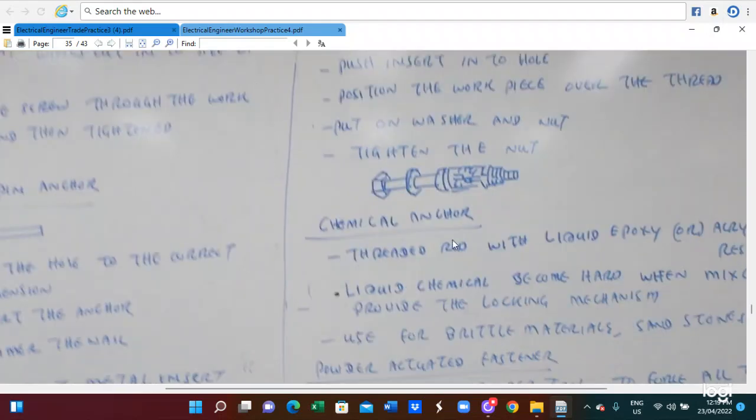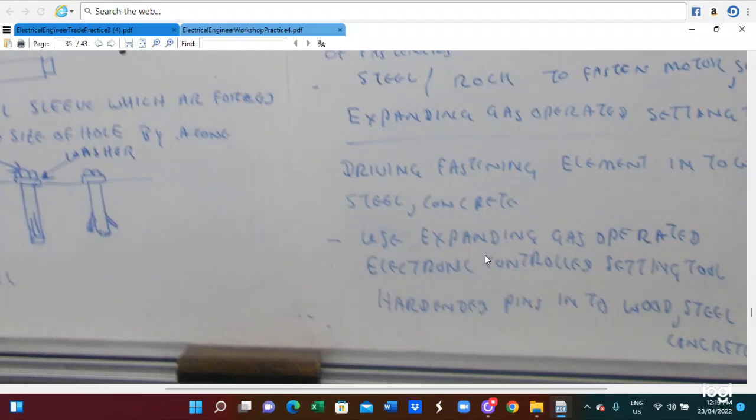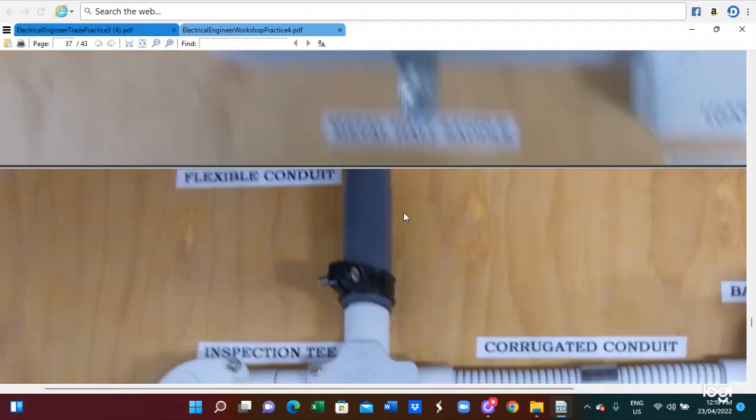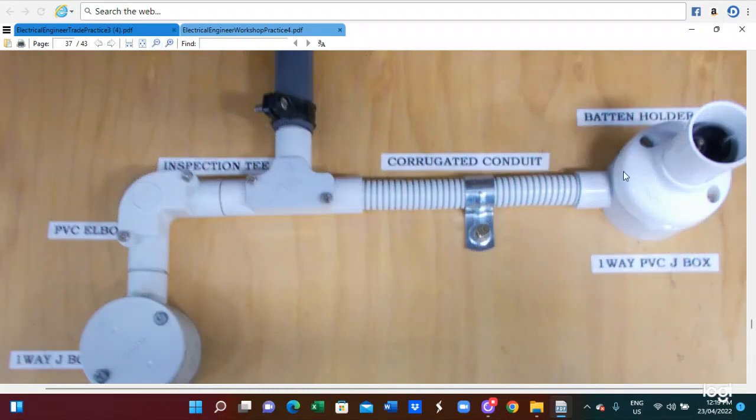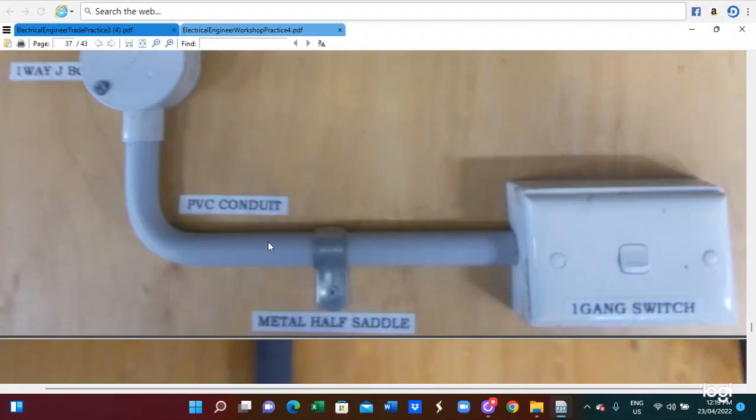So this is the MICC cable and the anchor piece. So this is the diagram. This diagram shows the fixing on the box, the electrical box. We use the fixing anchor. So this is for the configuration. This is for the button holder, corrugated conduit inspection, PVC, and also the one-way switch. This is for the one-way PVC junction box, PVC conduit and metal cylinder.